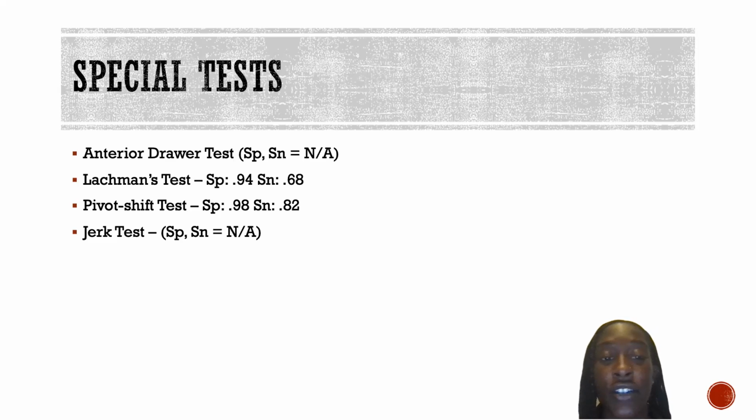Special tests. So the anterior drawer is not the best. There wasn't much specificity and sensitivity on this one, but the Lachman's is going to be the go-to. Your pivot shift, like Dr. Hipp always said, might be the last one you want to do, because after this one, they're not going to let you do anything else.